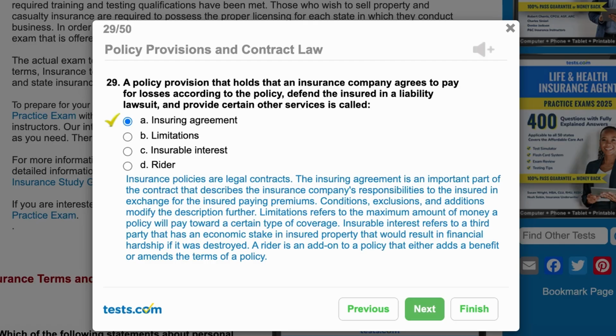A rider is an add-on to a policy that either adds a benefit or amends the terms of a policy.